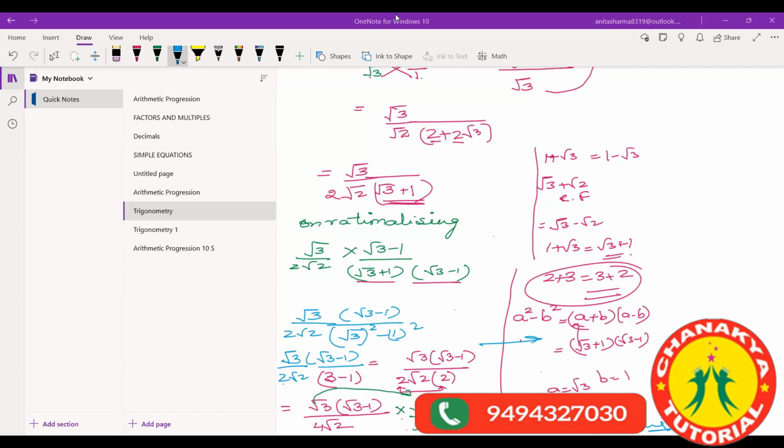Ma'am, can you explain this right side part once again? Yes, only this rationalization, beta.